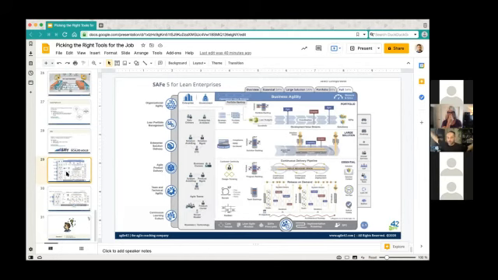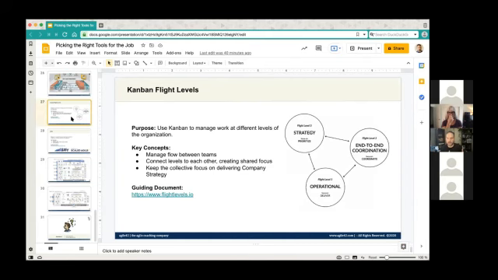And when we're talking about flight levels, this is applied just like Kanban. You're applying a Kanban approach to whatever your process is for managing your portfolio and managing your strategic objectives.